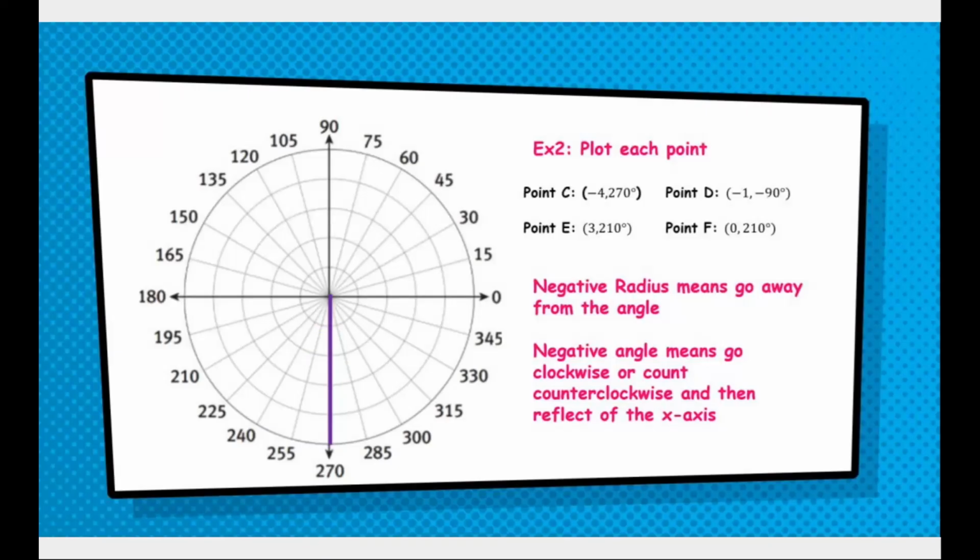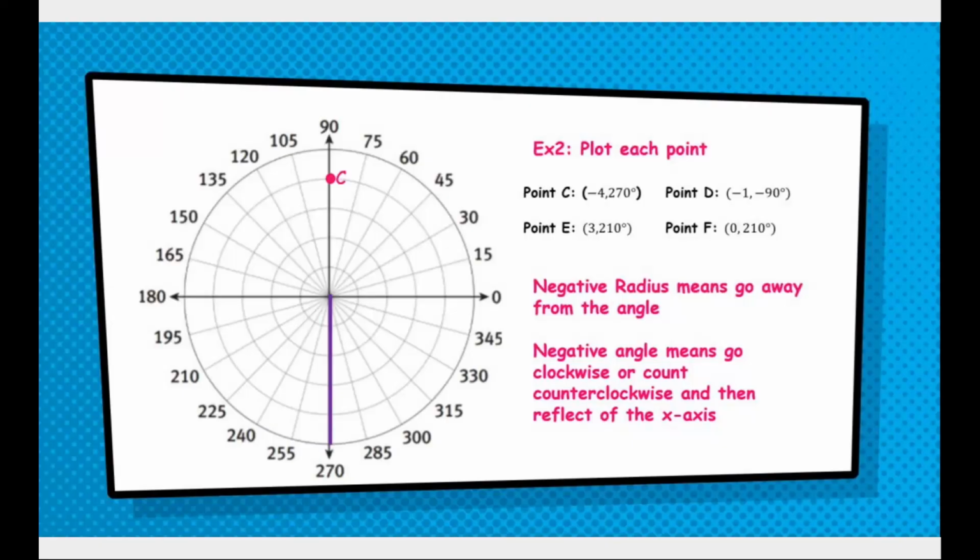But that's not the case because we have a negative 4. So I'm going to go along the same line, but I'm going to go on the other side of the line when my radius is negative, and my point's going to exist right here. So I should still be on that same line, just on the other side of it, not going towards 270, but going away from it for 4 radii.